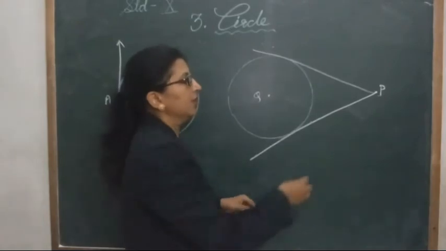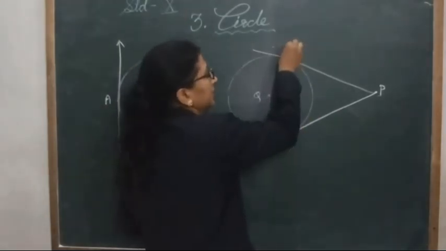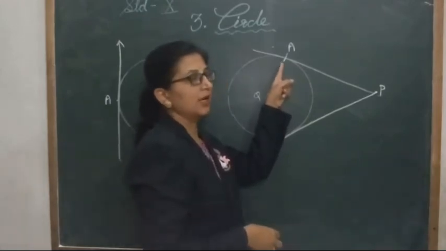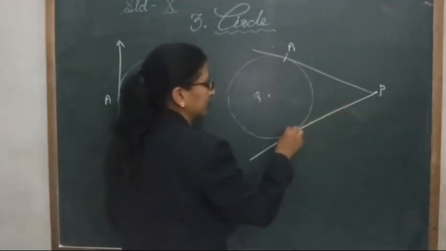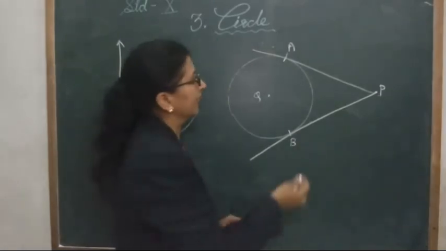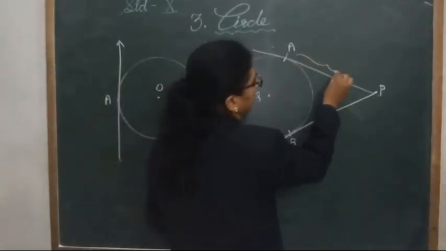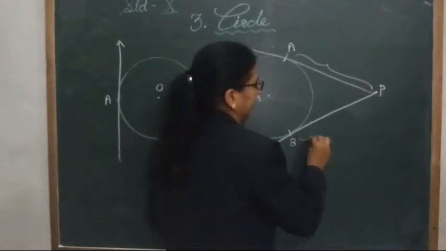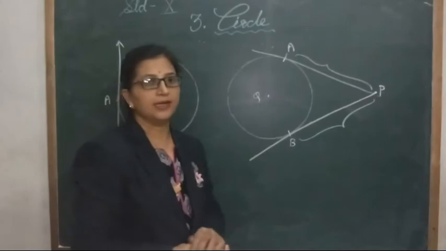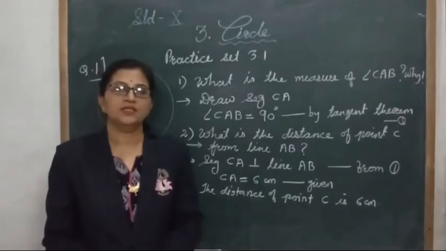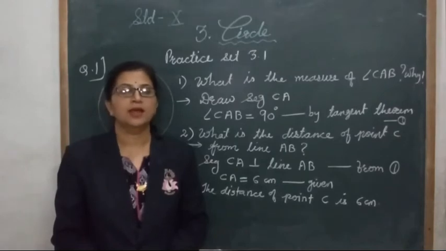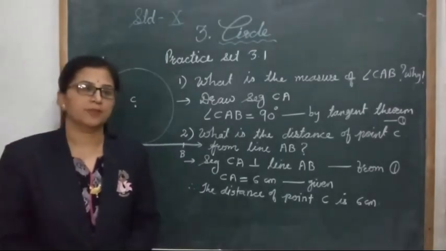And here let's consider one tangent from the point P touches the circle at point A and the other at point B. So segment AP and segment PB are called tangent segments. Friends, we have studied the tangent theorem and tangent segment theorem. Let's apply these theorems to solve the example.